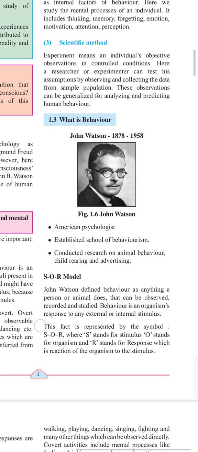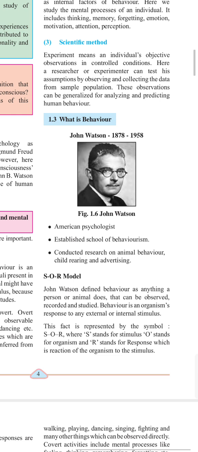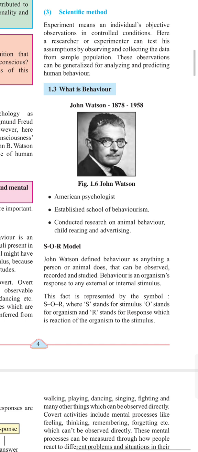So here John B. Watson is an American psychologist. As you can see, he established a school of behaviorism. He conducted research on animal behavior, child rearing, and advertising. So he conducted research on animals to understand animal behavior, to understand child rearing, rearing means how the child is growing up, and advertising. So three researches he had done to understand behavior.